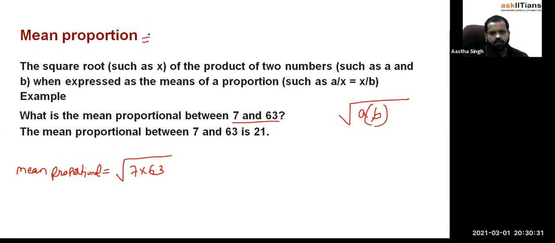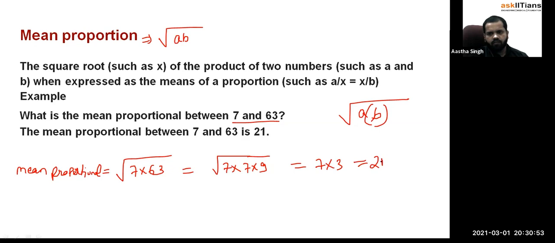Mean proportional between two numbers is the square root of AB. You can break 63 into 7 into 9. So 7 is there and 9 is there. 9 will come out as 3, and 7 will come out as 7 into 3. 7 times 3 is 21. So mean proportion is basically the square root of AB.